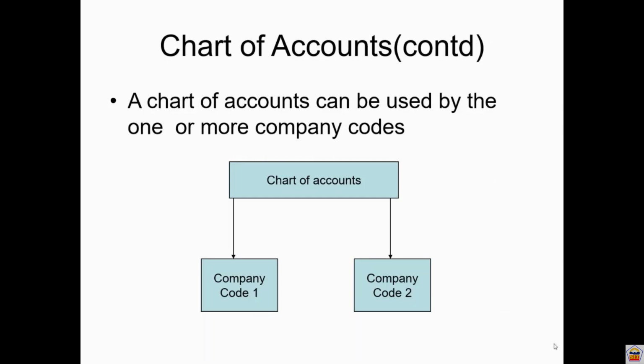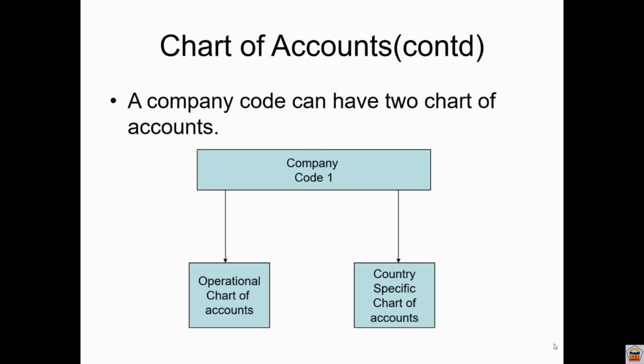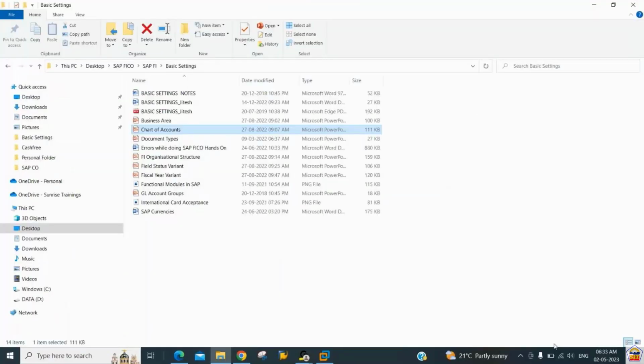So this operating chart of account can be assigned to how many company codes? It can be assigned to a single company code. It can also be assigned to multiple company codes. A company code can have how many charts of account? A company code can have three charts of account, but a company code will be assigned in the system to two charts of account, and these two charts of accounts are operating chart of account and country specific chart of account.